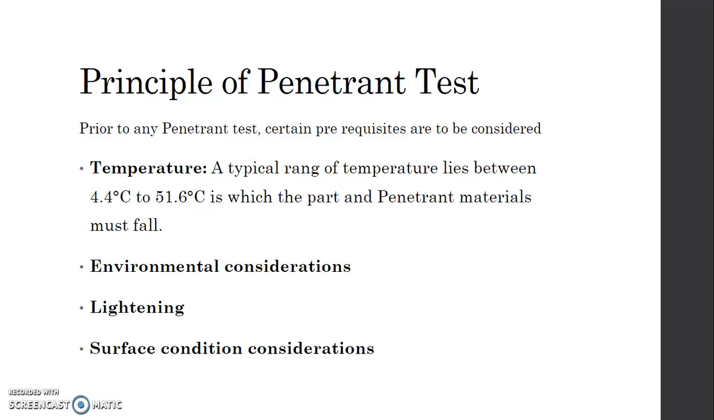Then environmental condition is very important. If it is an open space, then the penetrant may evaporate. That's a possibility. And lighting is very essential. Adequate lighting should be provided in order to see the cracks on the surface, right? Surface condition is also very important, because if there are any foreign materials on the surface, then it is very difficult to penetrate the liquid into the flaw.